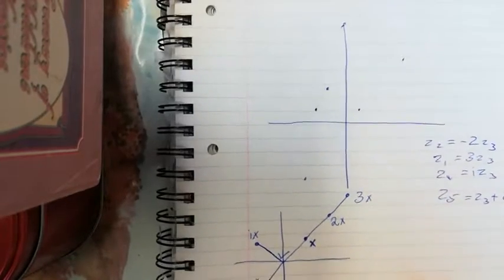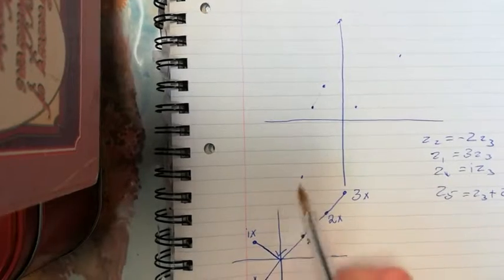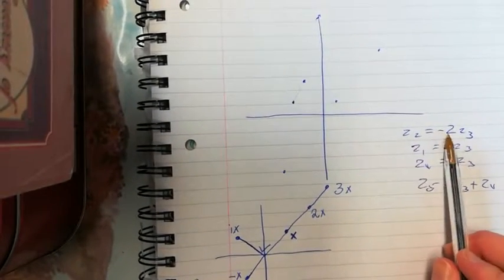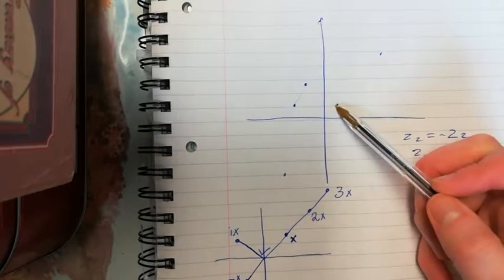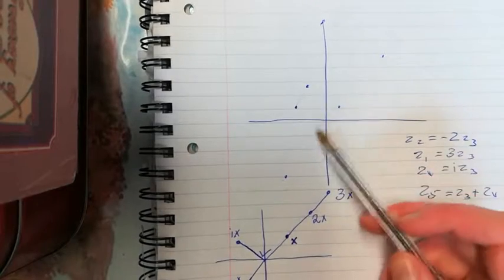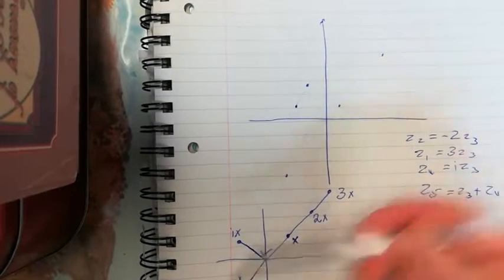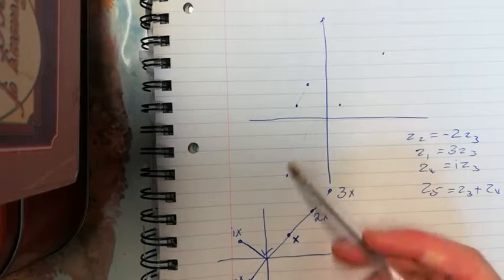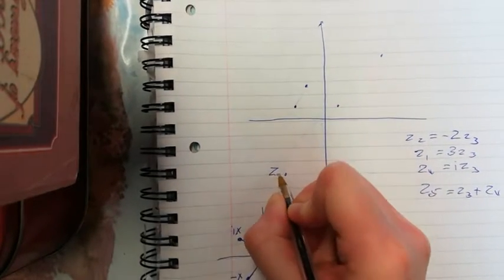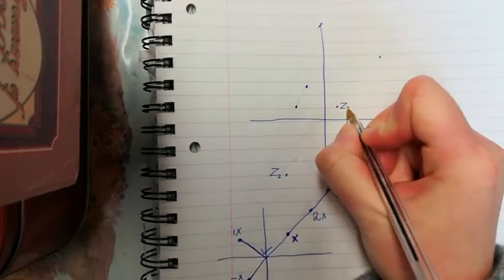So the first thing we notice here is here we have a minus. So Z2 is equal to minus 2Z3. So if this was Z3 and this was minus 2, that would be that it was reflected through the origin and it's under the x-axis. So this would be Z2 and then this would be Z3.